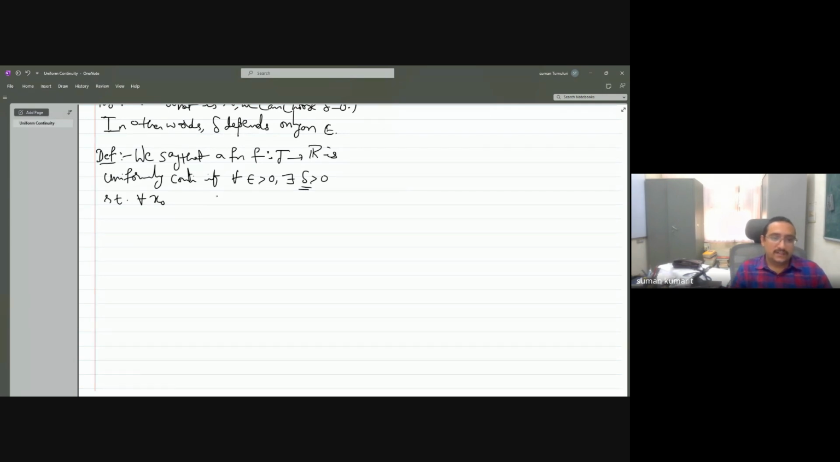Such that for every x naught in J, something should happen. What is that we have? |x minus x naught| less than delta implies |f of x minus f of x naught| less than epsilon. All right. So this is the most important difference between continuity and uniform continuity.